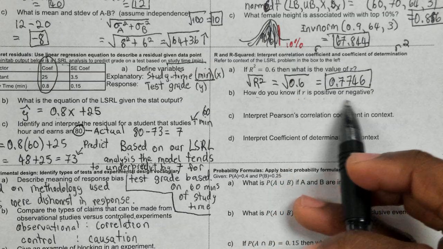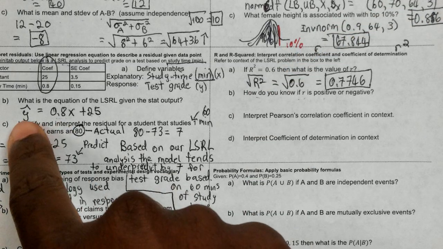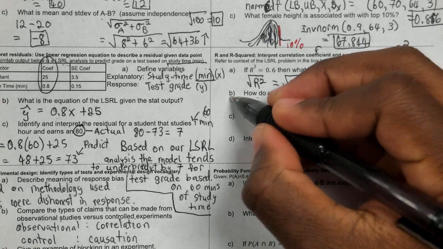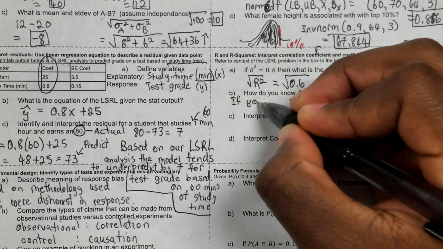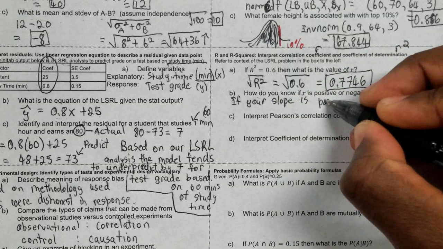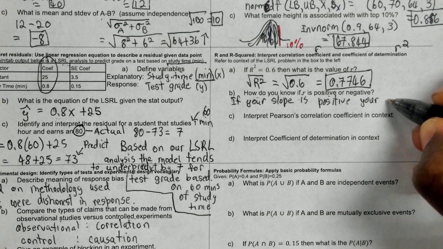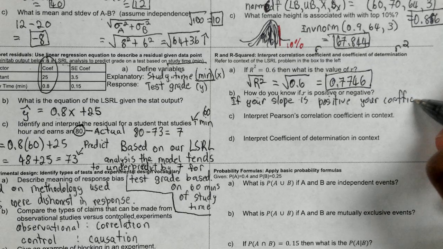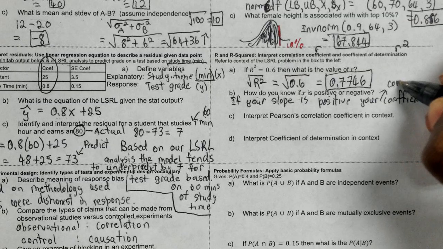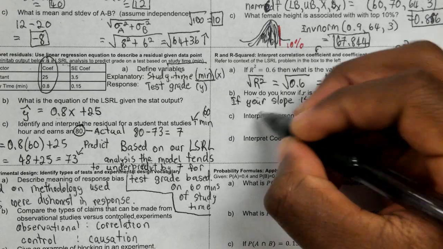How do you know if R is positive or negative? To figure that out, we need to use our LSRL equation. This is what you need to know: if your slope is positive, your correlation coefficient will also be positive.